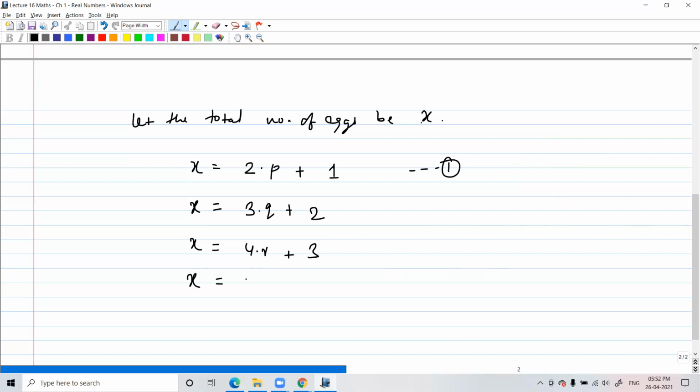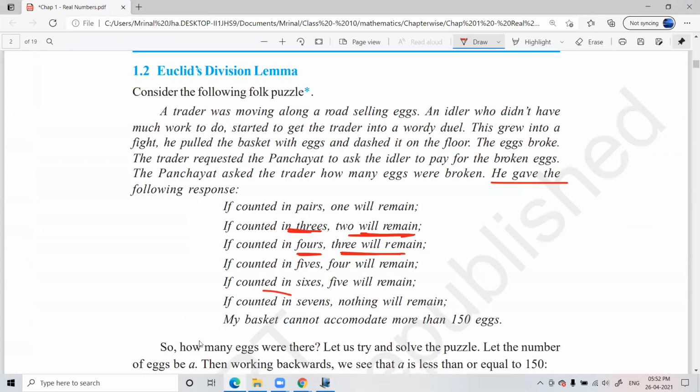I will write the rest of them. It's very simple. When you did a division by 5, the quotient should be, let's say, s, and the remainder should be 4. 6t plus 5. When you did a division with 6, it should have 5 as a remainder. And at last, finally, if counted in sevens, nothing will remain. What does it mean?